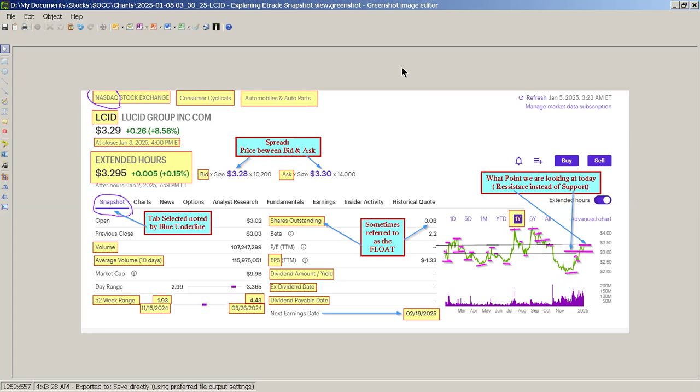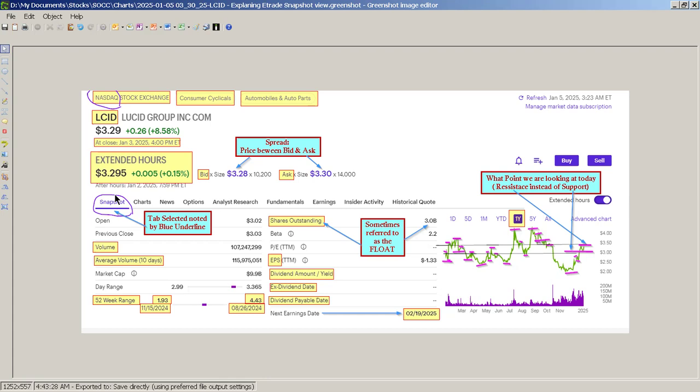Every broker puts what they think most people want to see on this screen. This one is called the snapshot screen. Fidelity calls it the summary screen, I think. Anyway, we're going to go through some of the stuff you want to understand when you're looking at a chart or a stock or a fund.